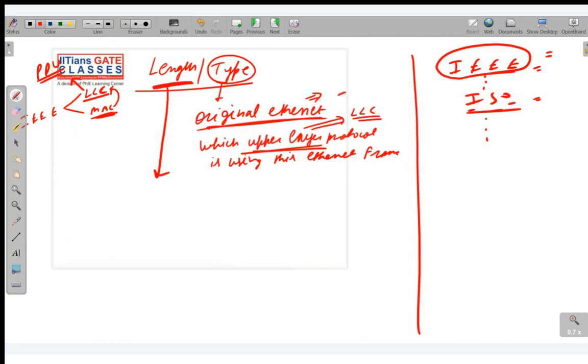Okay, you have written this thing now. In the original Ethernet, the type field tells which upper layer protocol is using this Ethernet frame. Upper layer, yes, sir: LLC. Type is over. Now I am telling you about the length field.